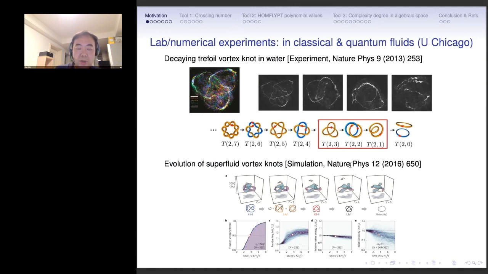Let's start from some recent experimental observations. The first one is this Nature Physics publication by the Chicago University group, that is William Irvine's group. The first line, those pictures, are laboratory experiments for real water. I think this work is very famous. A trefoil knot was realized in water. Then the trefoil degenerated to the Hopf link first, and then to trivial circles. These three photos reproduce these three stages in the sequence.